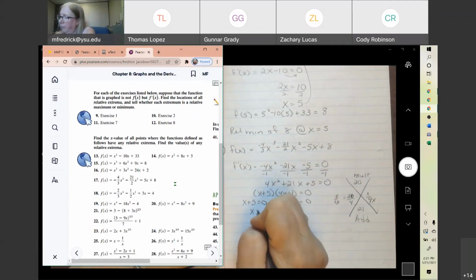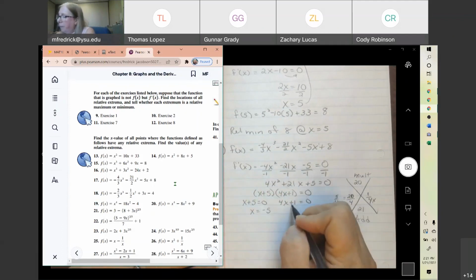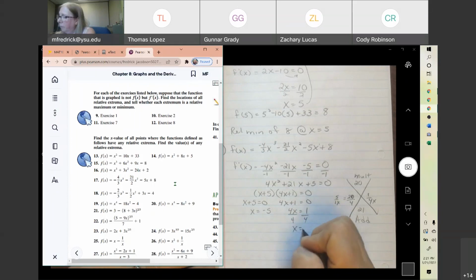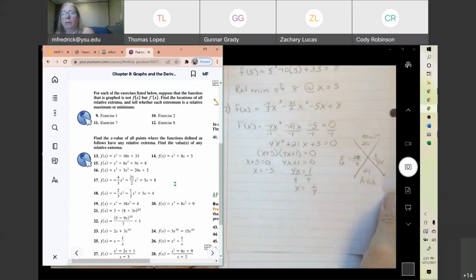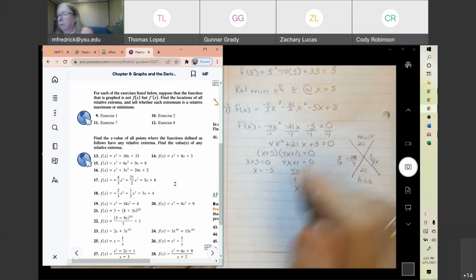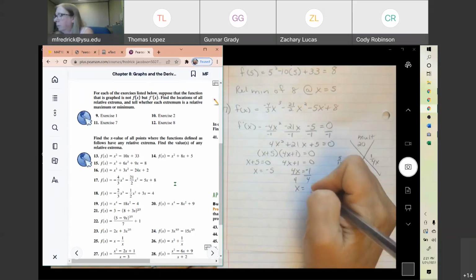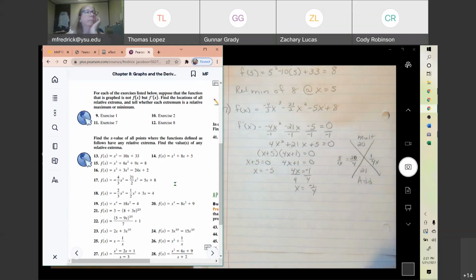Subtracting the 5, we get a -5. Subtracting the 1, and then dividing by 4, we get negative 1/4. Any questions on that? So those are our critical numbers. They're where our increasing and decreasing change.